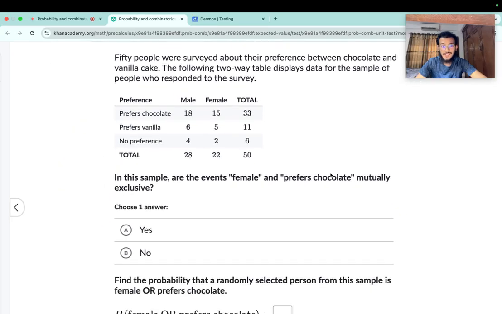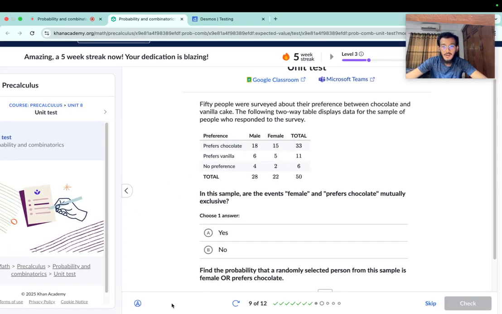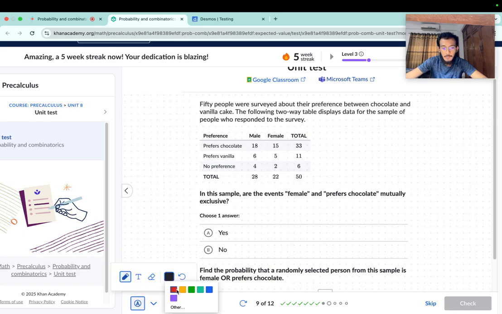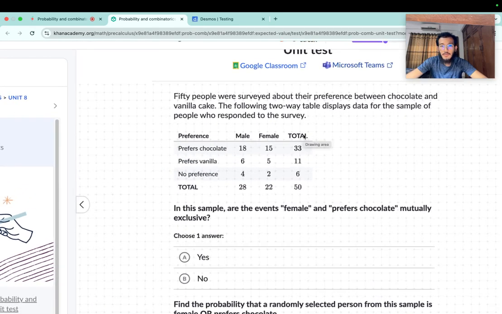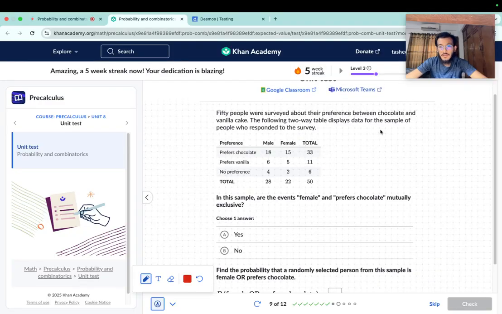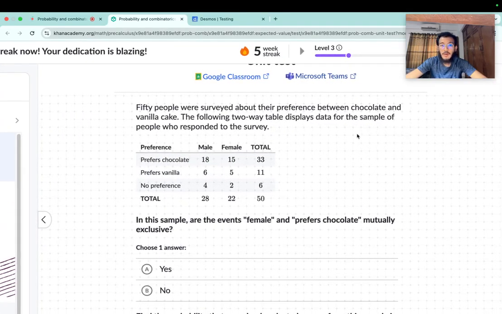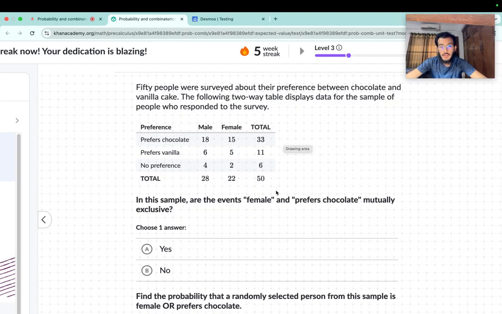50 people were surveyed about their preference between chocolate and vanilla cake, whether they like vanilla or chocolate. The following two-way table displays data for the sample of people who responded to the survey.